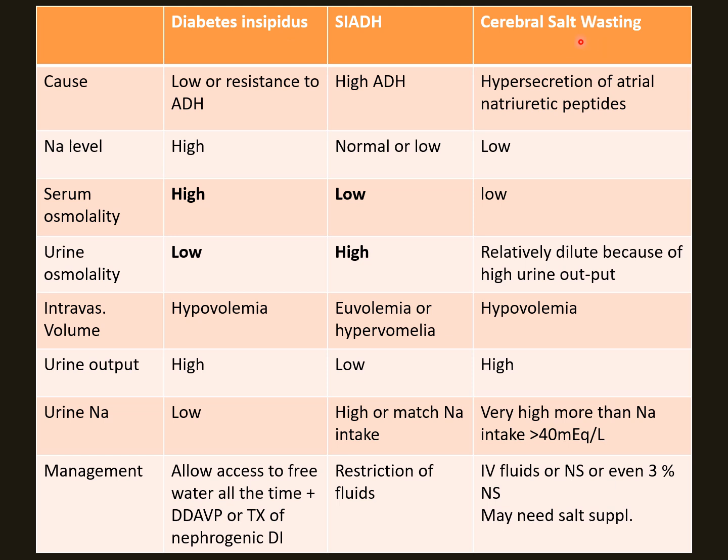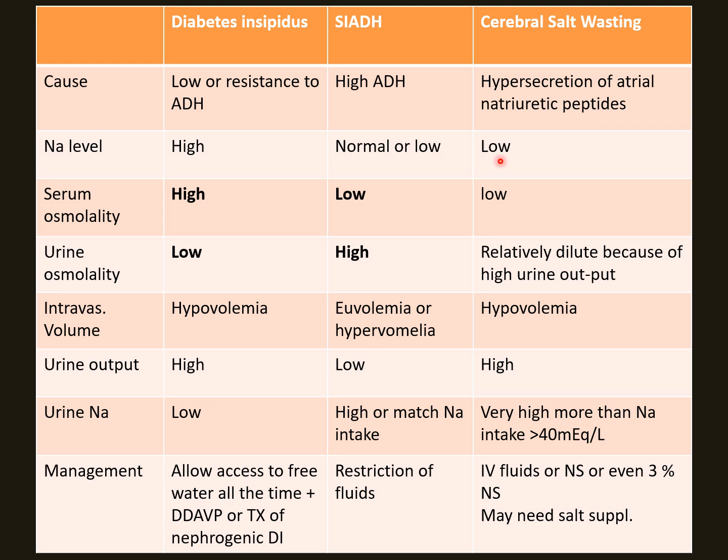This table summarizes the difference between diabetes insipidus, SIADH, and cerebral salt wasting. For the cause here, for diabetes insipidus, low or resistance to ADH. For SIADH, they have elevated or inappropriately secreted ADH. In the cases of cerebral salt wasting, it is because of hypersecretion of atrial natriuretic peptides, very common after brain surgeries. Sodium level in the cases of diabetes insipidus is elevated. They have hypernatremia. In the cases of SIADH, it will be normal or low.